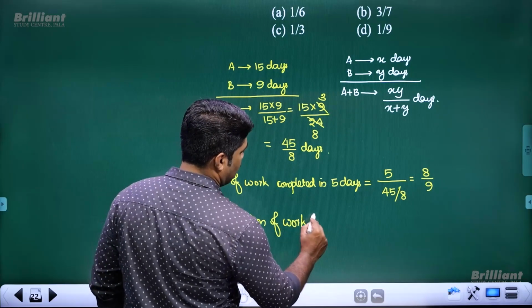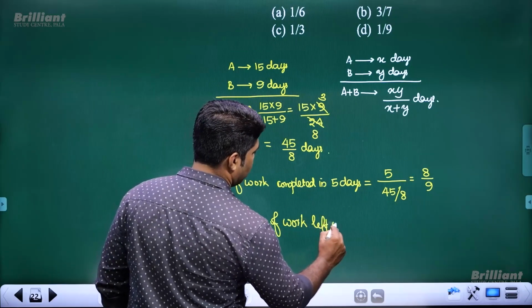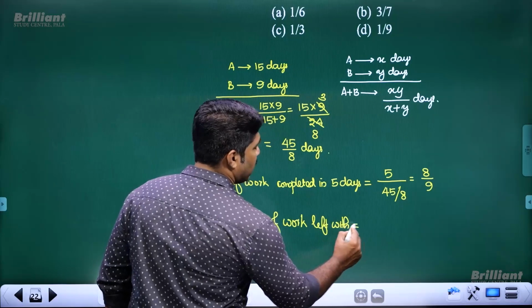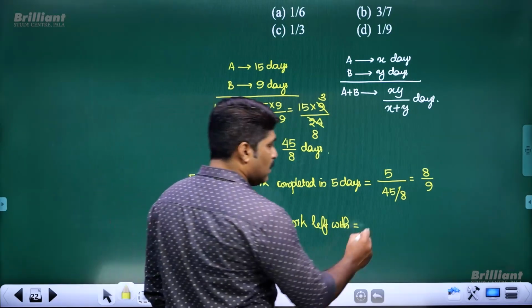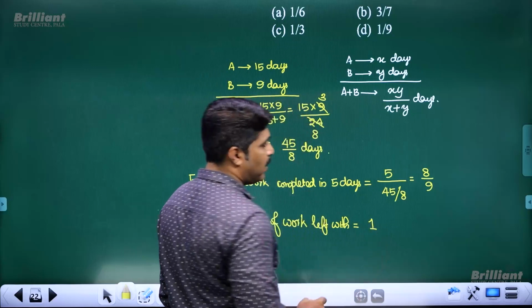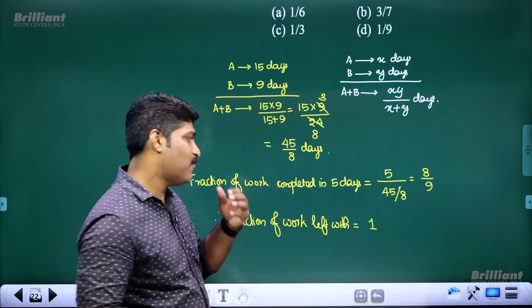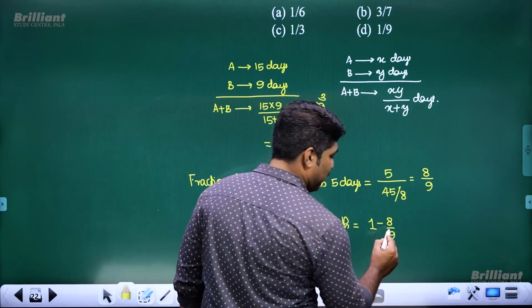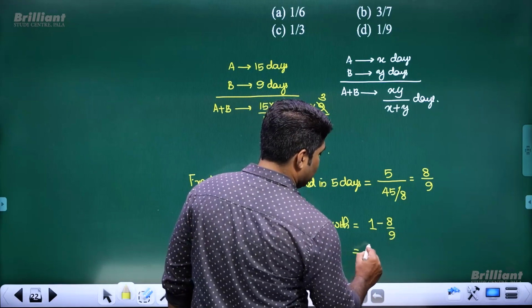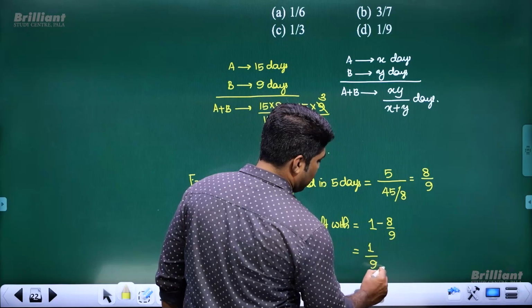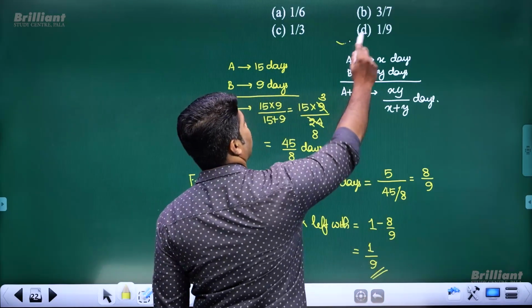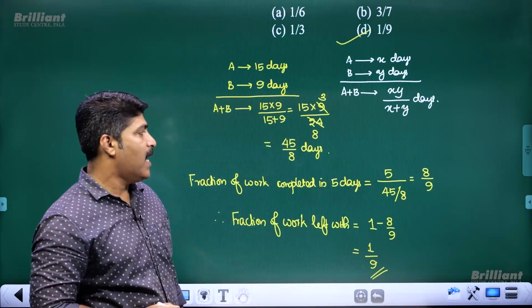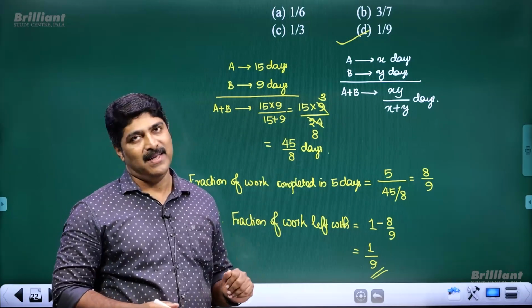Fraction of work left. The total work we just consider as 1, because we are operating with fractions. Therefore, this is 1 minus 8 by 9. What will you get? That is equal to 1 by 9, which means 1 by 9 of the total work is left after these 5 days of work.